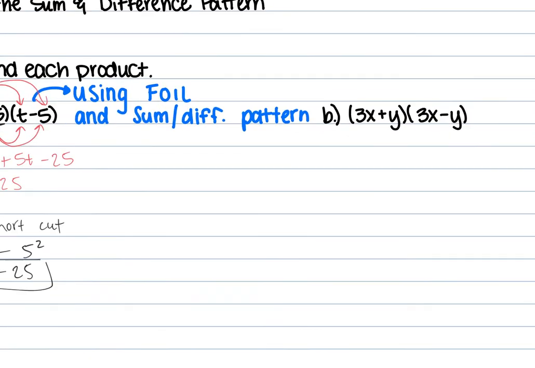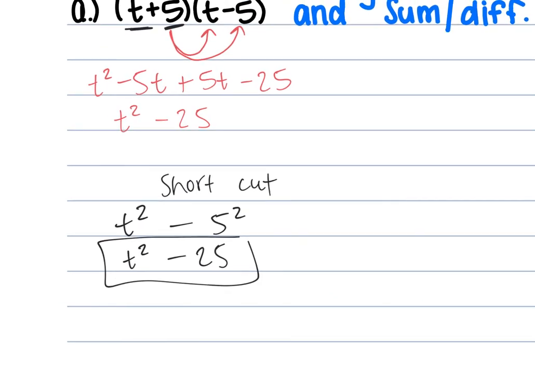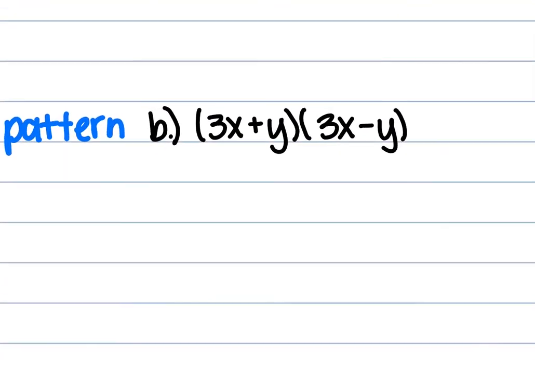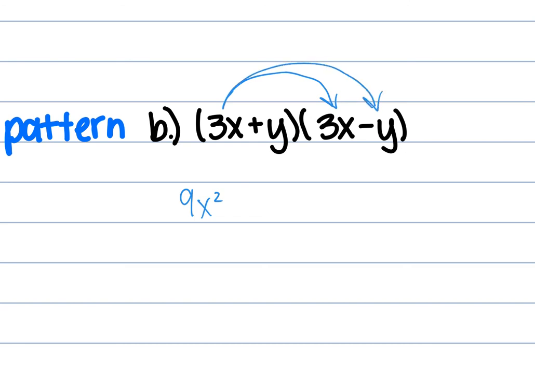The next one. Did we all get that down? We're good? Okay, the next one. Hey, we're going to FOIL this one still before we use the shortcut, okay? So FOIL it. Take 3x, multiply it by 3x. What's 3x times 3x? 9x squared. What is 3x times negative y? Negative 3xy. Y times 3x is 3xy. And then negative y times y, negative y to the second power.